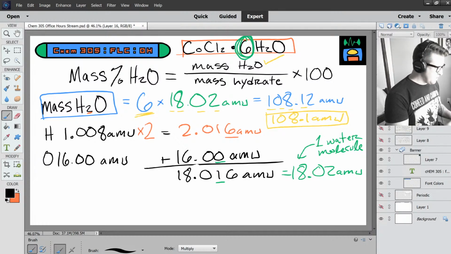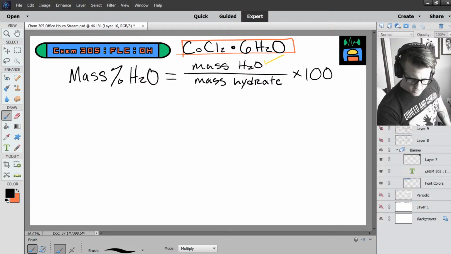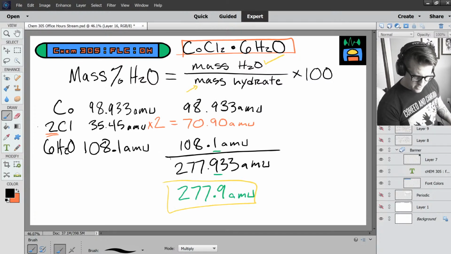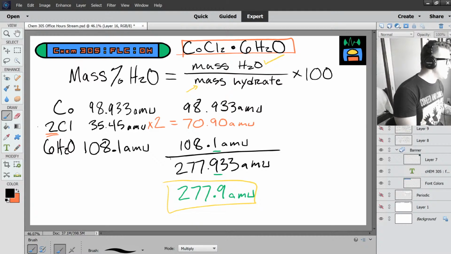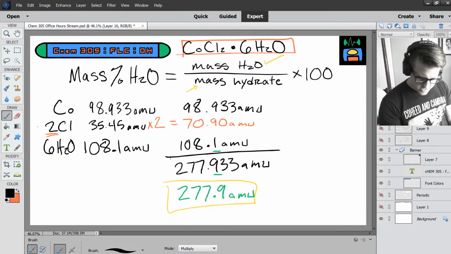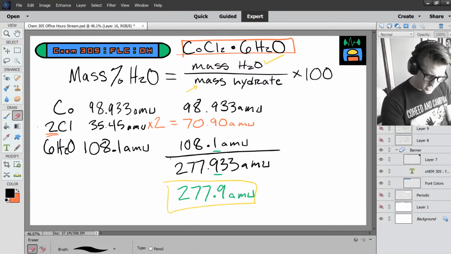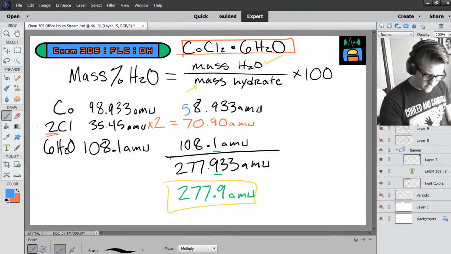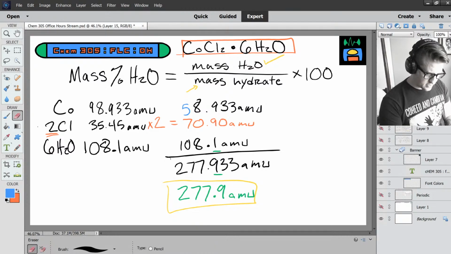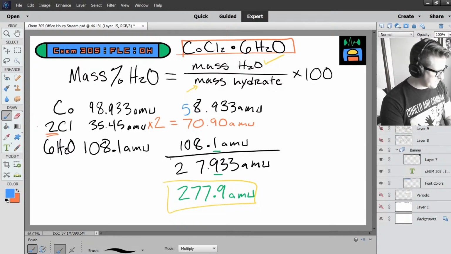Oh, snap. Okay, I did make a mistake. It was my math. I messed up right here. The mass of cobalt is not 98. It is 58, which would make the total mass not 277, but 237. So let's change that again.